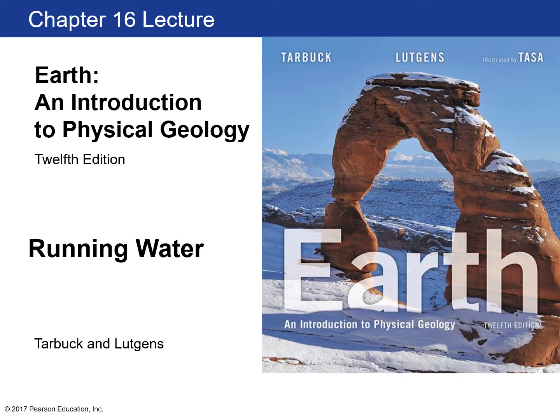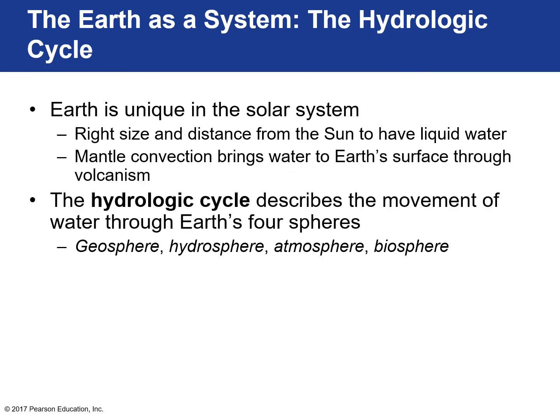All right, physical geology class. Let's go over running water, chapter 16. Earth is a very unique planet. It's kind of in the Goldilocks range in terms of distance from our medium-sized star, the Sun. And it's the right size to contain liquid water, which is crucial for life on Earth.